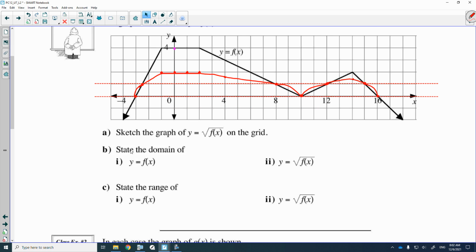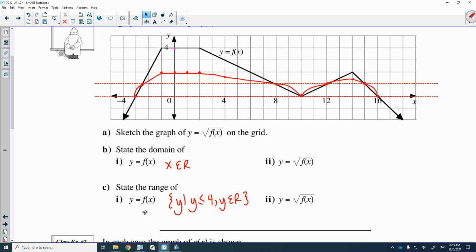Let's do the domain. So the original graph goes to infinity and to negative infinity. So the domain of the original graph is x belongs to the reals. The range of the original graph would be y is less than or equal to 4. So in proper set builder notation, y is such that y is less than or equal to 4, comma, y belongs to the element of the reals.